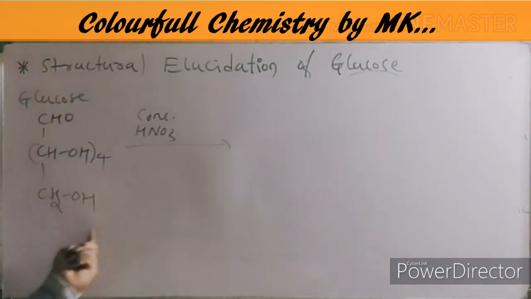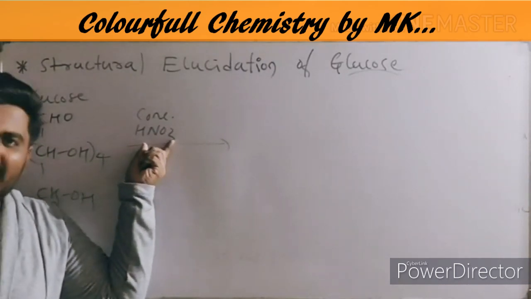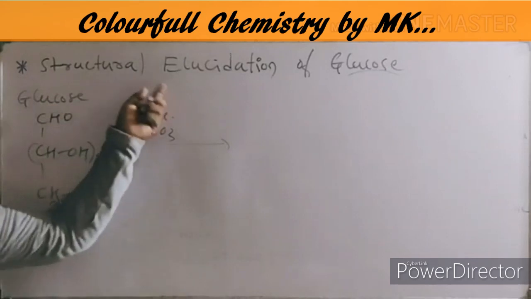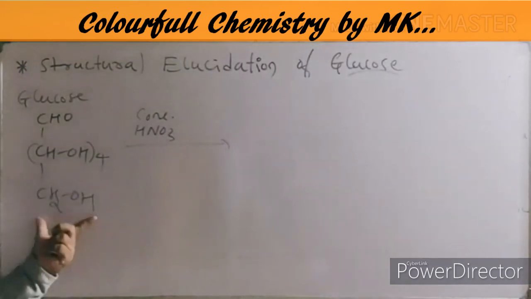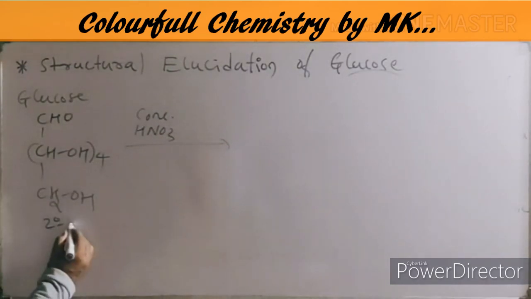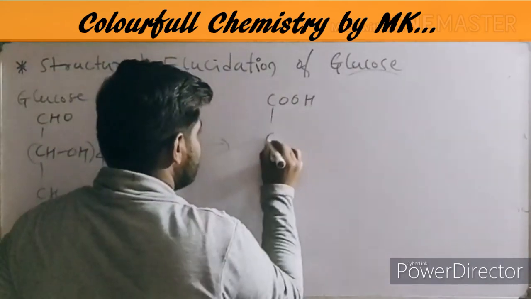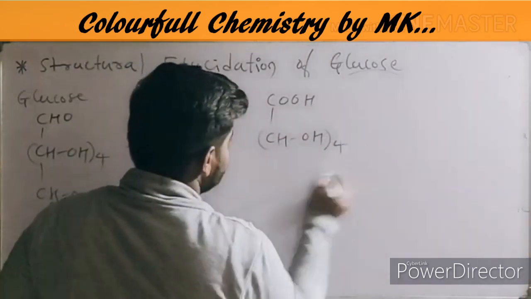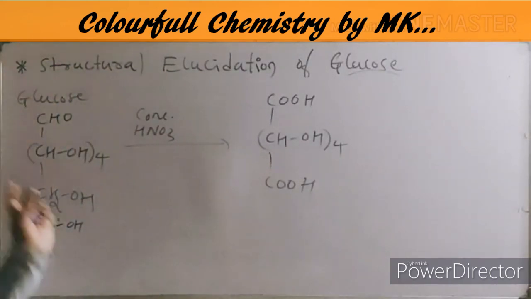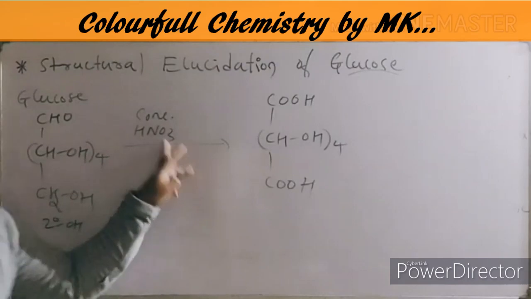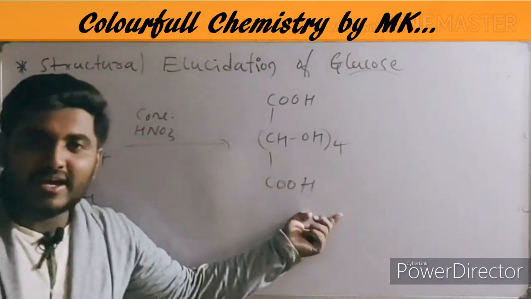So when glucose is added with concentrated HNO3, HNO3 meaning nitric acid, we are getting, look here, this aldehyde group is also oxidized to carboxylic acid, and the secondary OH group is also oxidized to carbonyl group. Look at how the product appears like this. So when glucose is reacted with concentrated HNO3, the aldehyde is converted into carboxylic acid, and the alcohol is also converted into carboxylic acid.